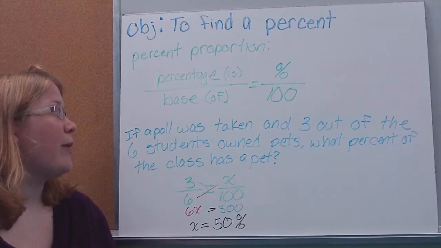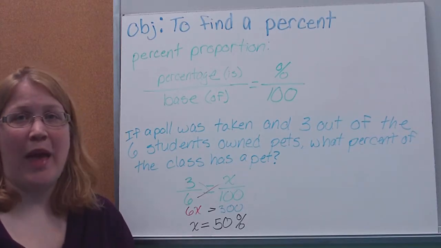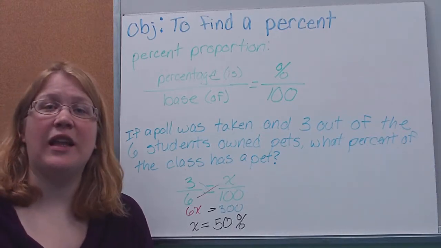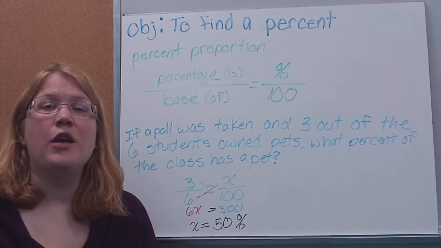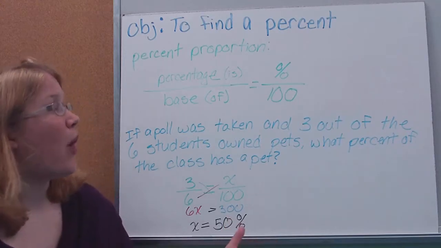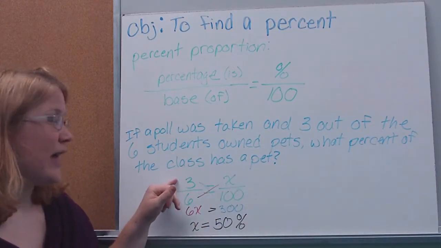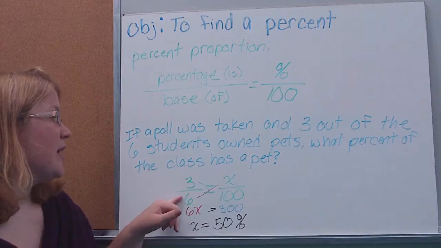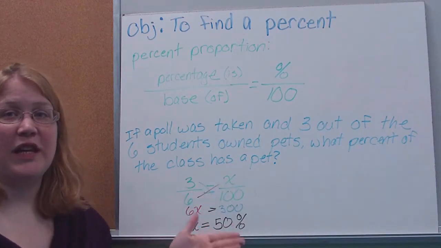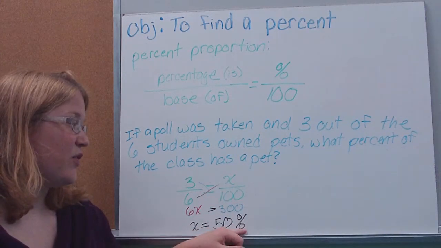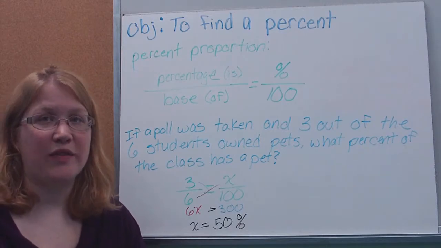So here I'm giving us a little word problem. If a poll was taken and 3 out of 6 students owned pets, what percentage of the class has a pet? Rather than telling you there's 6 kids and that a certain percentage have a pet, I'm telling you 3 out of the 6 have a pet. What percent is that? So now we're solving for a different part of our proportion, but we're still setting it up the same way. 3 have pets, that's the number that goes on top, the percentage of the class. 6 is my base, or my total number of kids in the class. I'm solving for my percent over here. I did the cross multiplication and we find out that it's 50, and we don't want to forget to write our percent there. 50% of the class would own a pet if 3 out of 6 of them do.